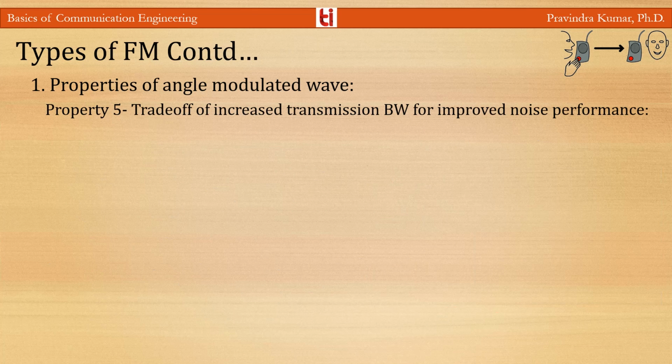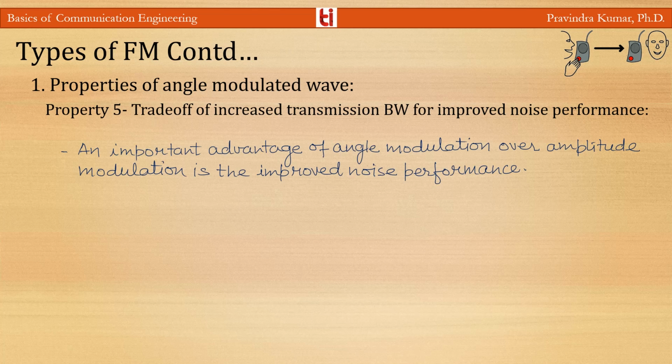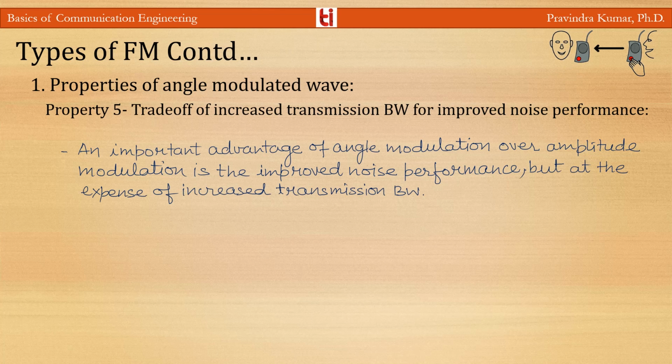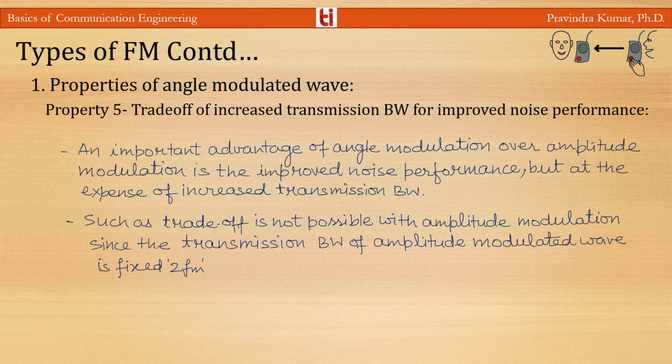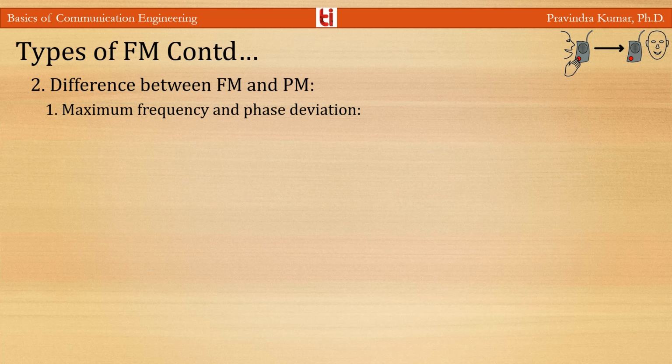Now, the next property: trade-off of increased transmission bandwidth for improved noise performance. An important advantage of angle modulation over amplitude modulation is the realization of improved noise performance. The improved noise performance, however, comes at the expense of increased transmission bandwidth of angle modulation. Such a trade-off is not possible with amplitude modulation, since the transmission bandwidth of an amplitude modulated wave is fixed, and that is 2 fm. Now we will discuss the difference between FM and PM.